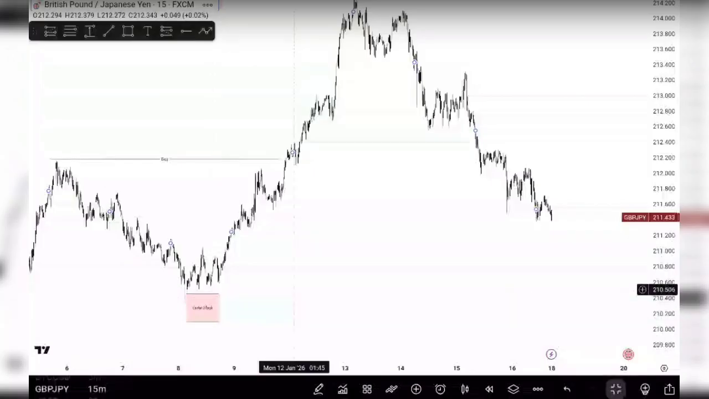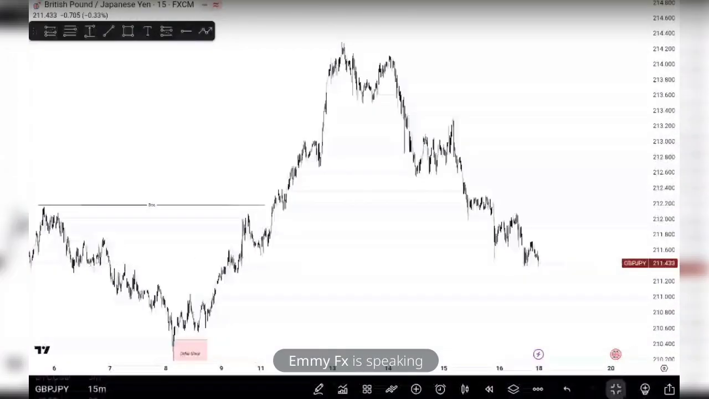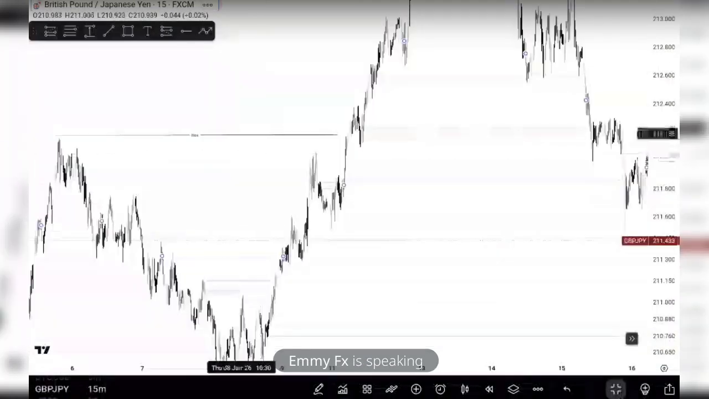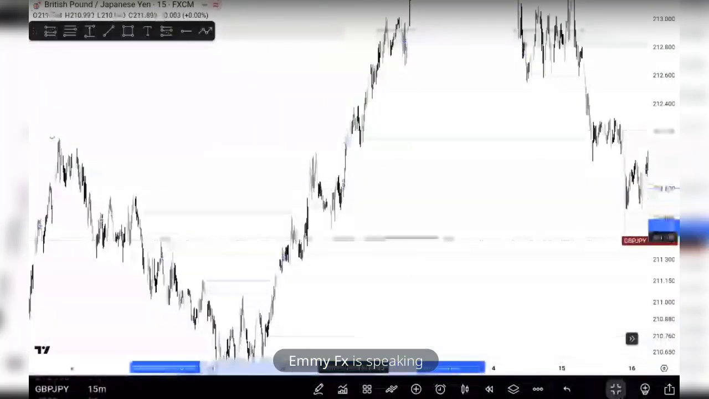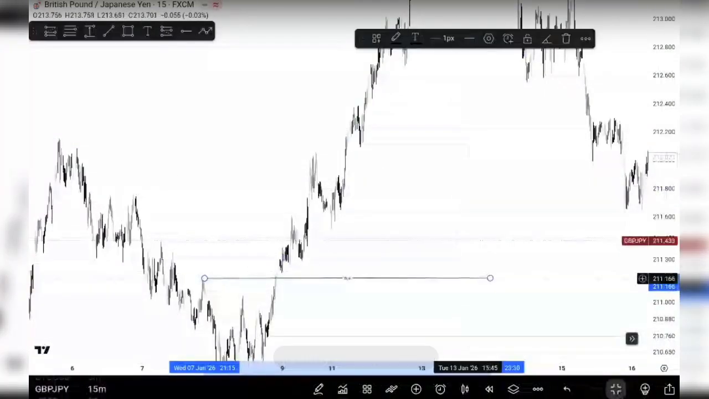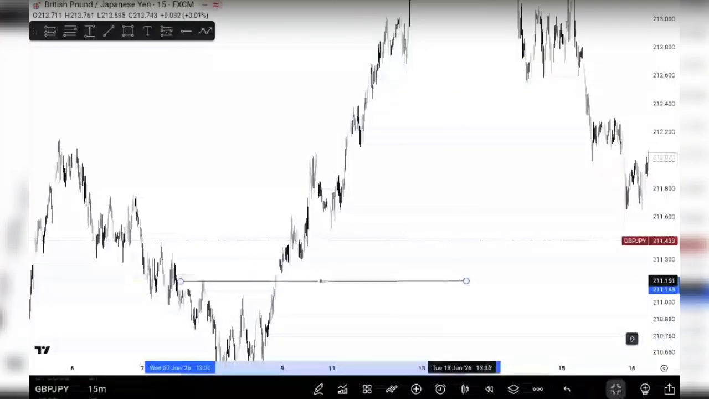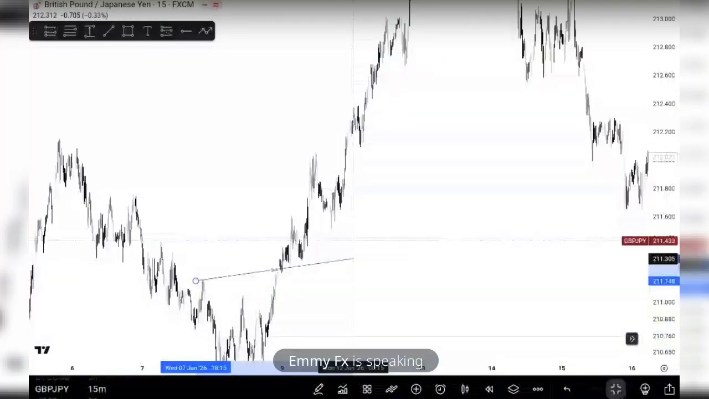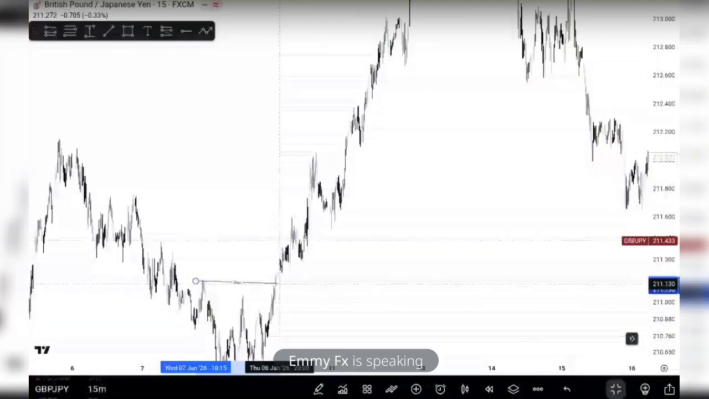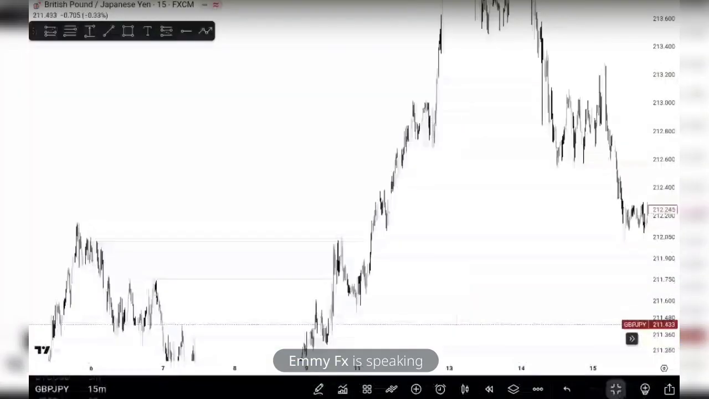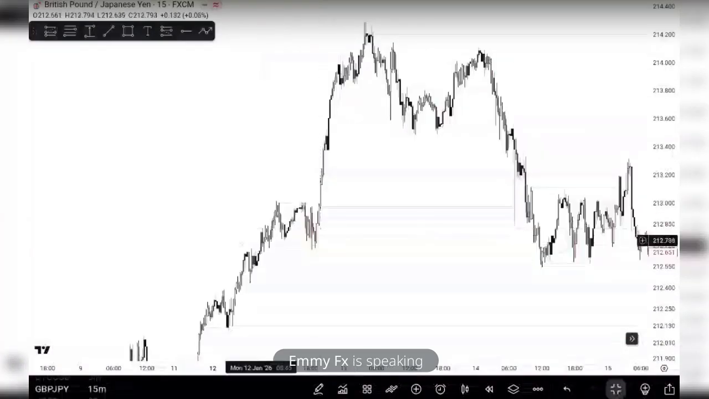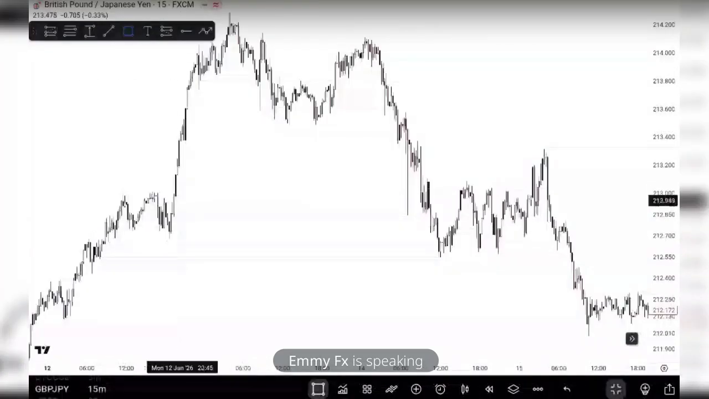So now at this spot, let me just bring this break of structure to this. We have this break of structure, right? So we have this break of structure. So let me zoom in. So this is where I'm looking for a buy at this spot.